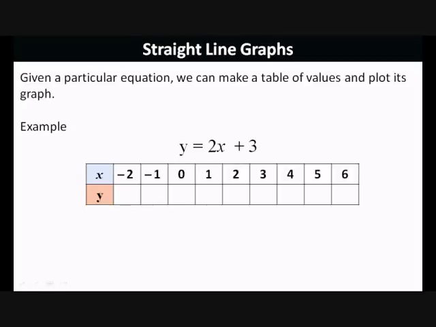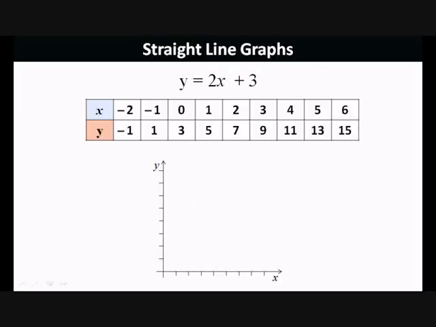When x is minus 2, y is 2 times minus 2 plus 3, which is minus 1. When x is minus 1, y is 2 times minus 1 plus 3, which is 1, and we can go through all of the values of x and work out the corresponding values of y. Once we've done that, we can plot those pairs on a graph.